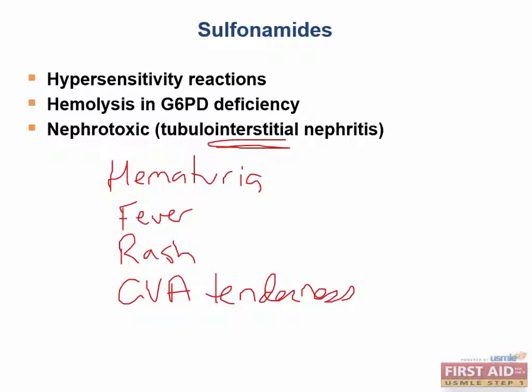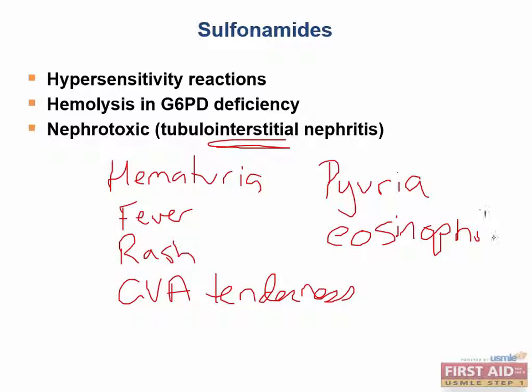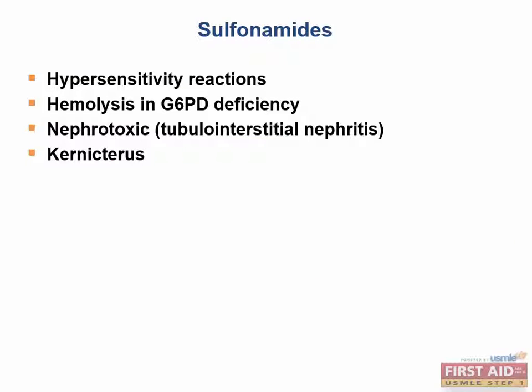Do you remember what the classic finding on urinalysis is of patients with tubulointerstitial nephritis? Well, you would see pyuria, or the presence of white blood cells in the urine, and most predominantly, you would see eosinophils in the urine. Very good. Sulfonamides can also cause kernicterus in neonates.